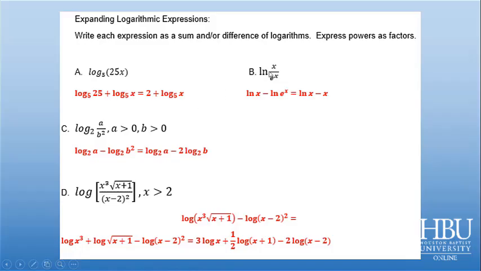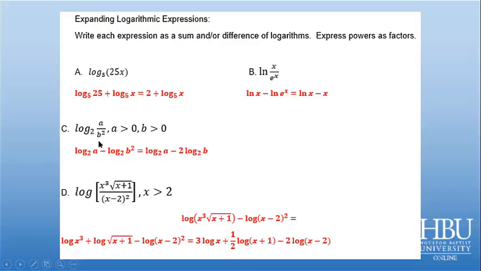The natural log of x divided by e to the x is the natural log of x minus the natural log of e to the x. That's the quotient rule. And the natural log of e to the x is just x. So I have the natural log of x minus x is my answer.